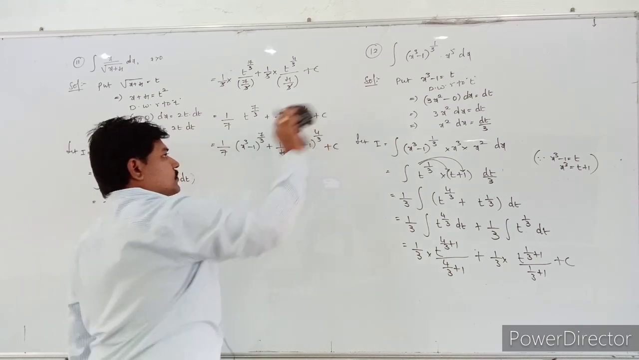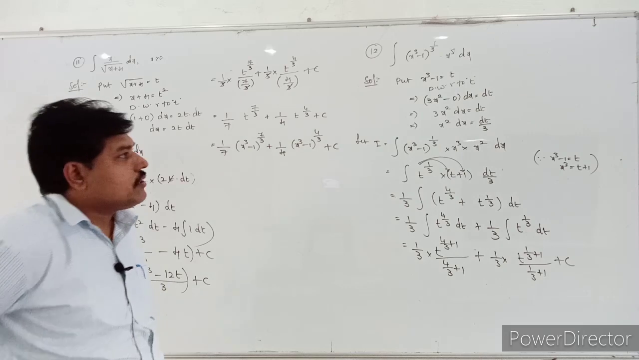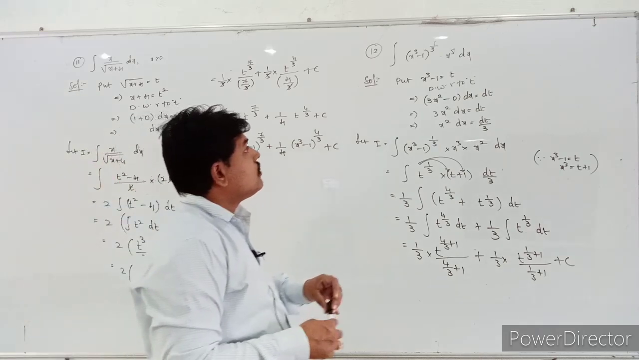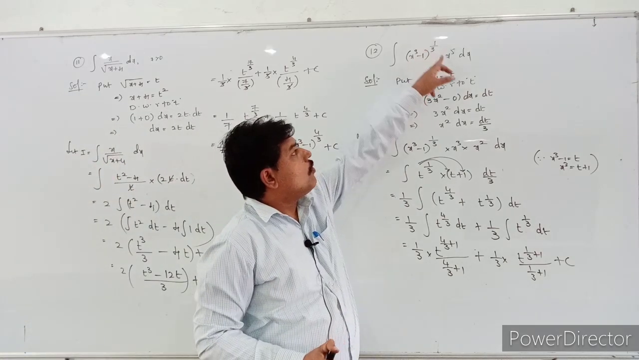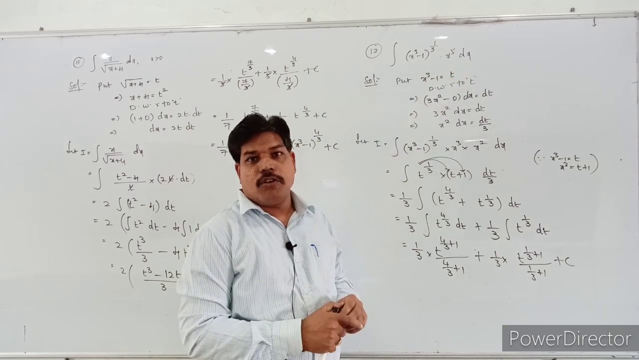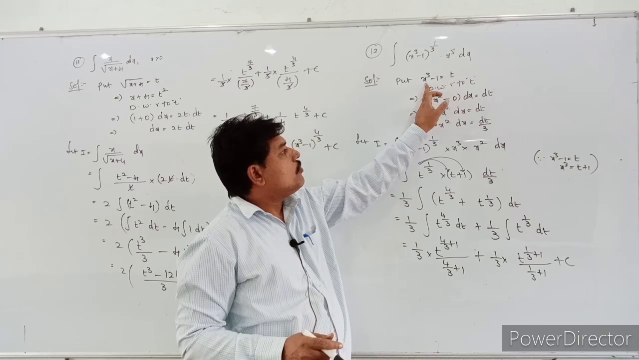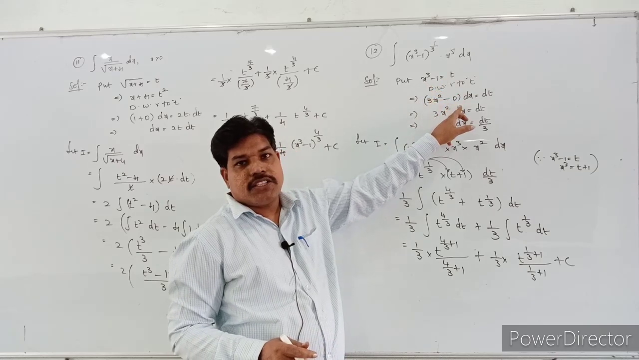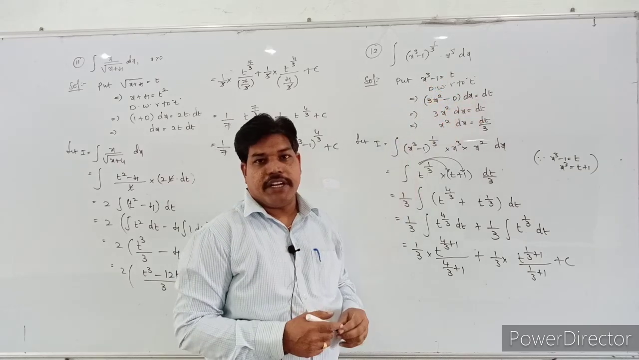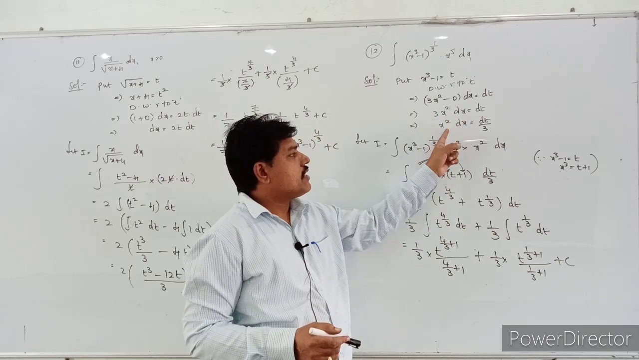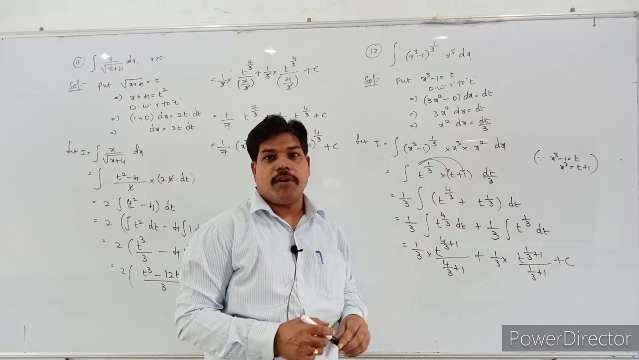See that, students, once again that question. The question is the integral of (x cube minus 1) whole power 1 by 3 into x power 5 into dx. So x cube minus 1 is equal to t. The derivative of x cube is 3x square, minus 0, into dx is equal to dt. So 3x square into dx, x square into dx value will become dt by 3.